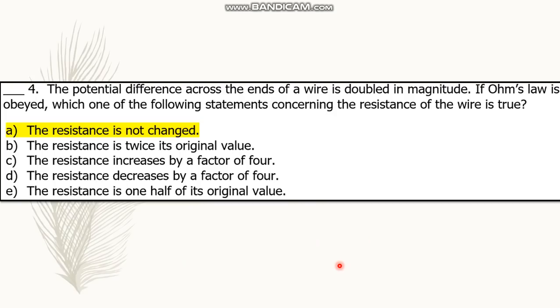For number 4, we have this one. The potential difference across the ends of a wire is doubled in magnitude. If Ohm's law is obeyed, which one of the following statements concerning the resistance of the wire is true? The answer for number 4 is letter A. The resistance is not changed.